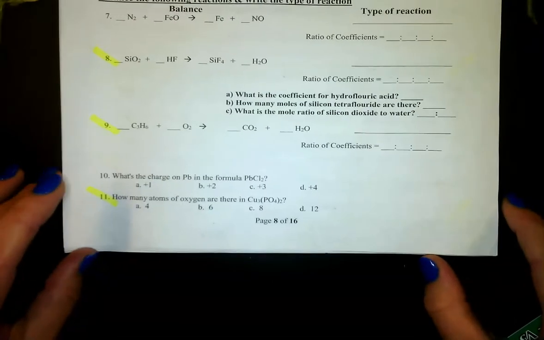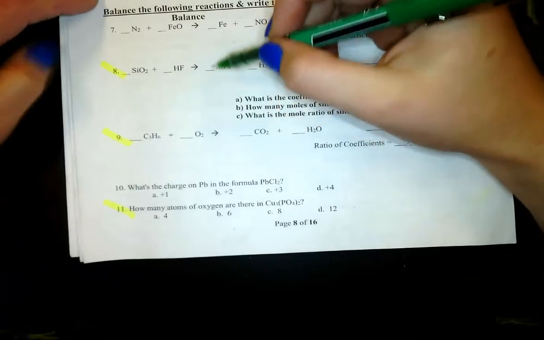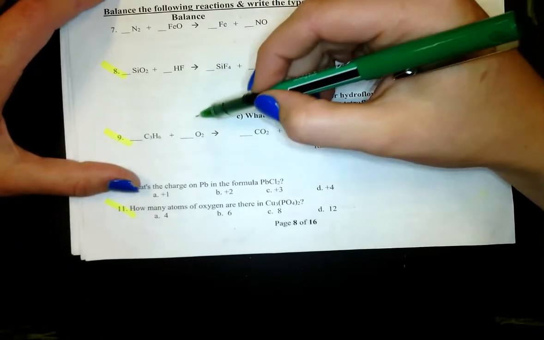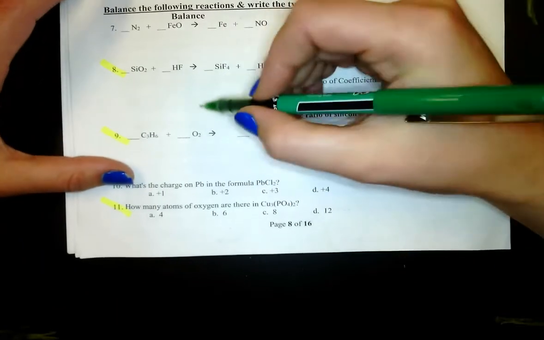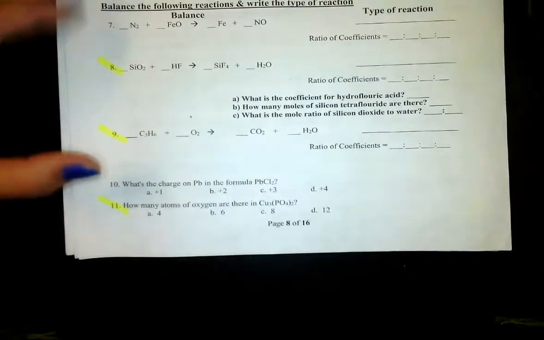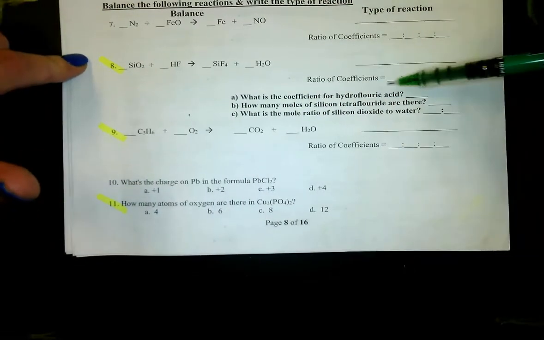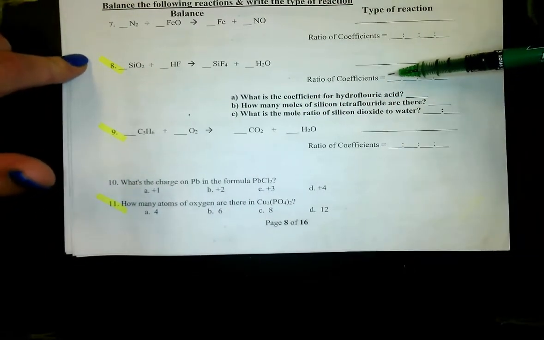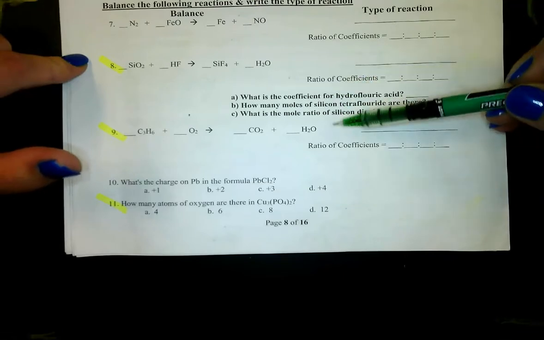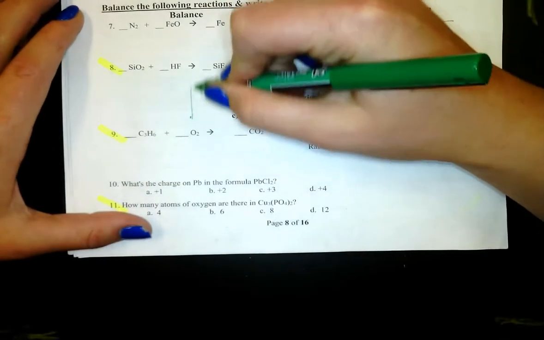All right, going up. If we're going too fast, tell your teacher to slow down. I'm sorry. All right, number 8, or pause it yourself, I guess, if you're watching this at home. We need to balance these reactions, tell what type of reaction it is, find my ratio of coefficients, and answer A, B, and C. Okay, so the first thing I'm going to do is balance this.